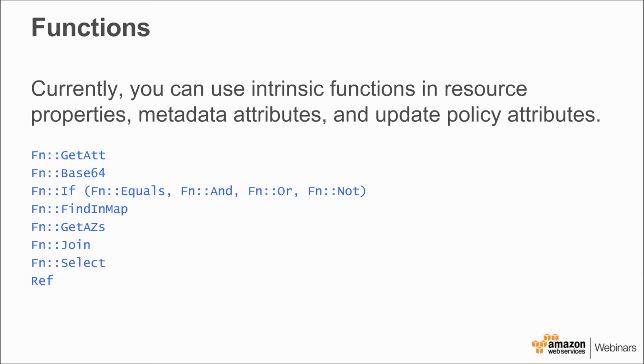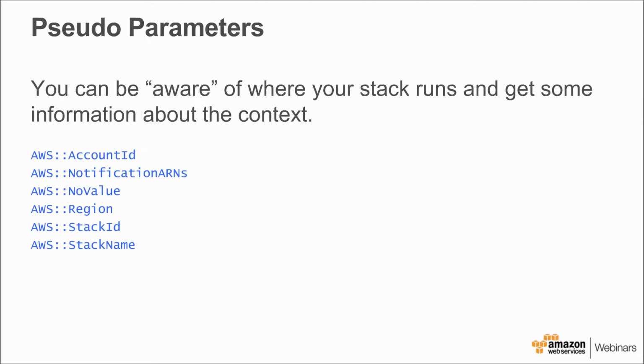There are also various functions that you can use within the different sections of the template. You can get attributes, you can find out information about the AZs, and you can join different strings together, for instance to put together a file you want to include in your instance. There are also pseudo parameters, which you can think of as like global variables. You don't have to set up these parameters yourself. They're ready to be used to get information like what region this stack is running in, what the name of this stack is, etc.